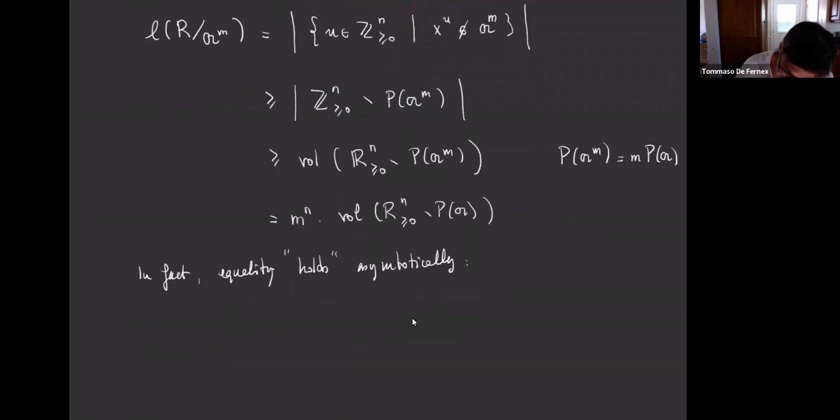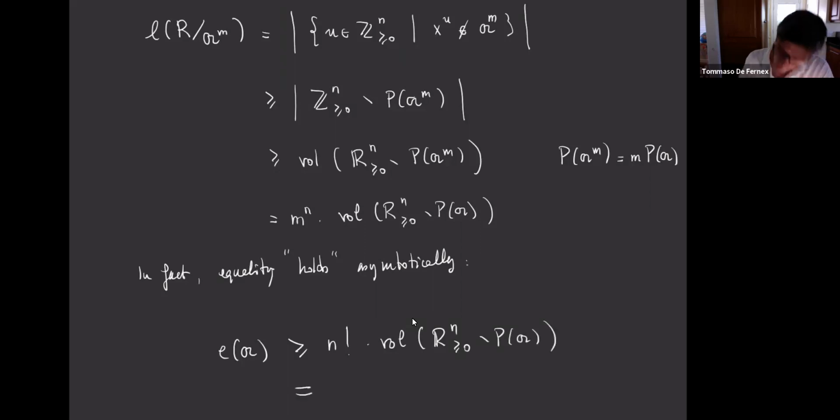So what I want to say is that if I now divide by M to the n, and I take a limit, and then I multiply by n factorial, what I see is that the Samuel multiplicity of A is going to be greater or equal than n factorial times the volume of this region. And I say that in fact we have equality here. So let me just write equality.